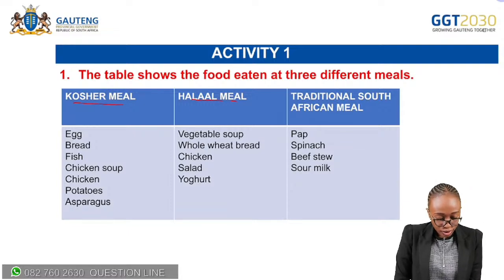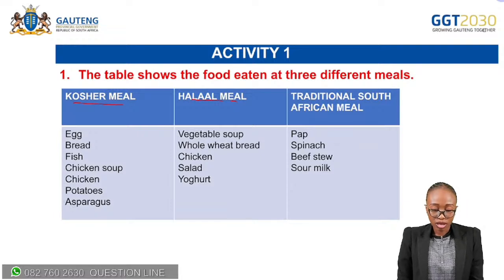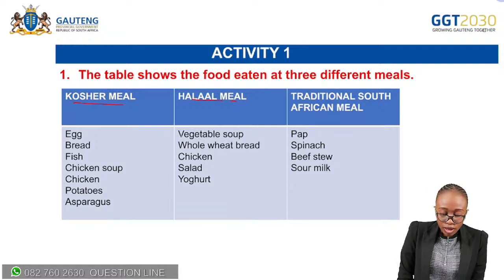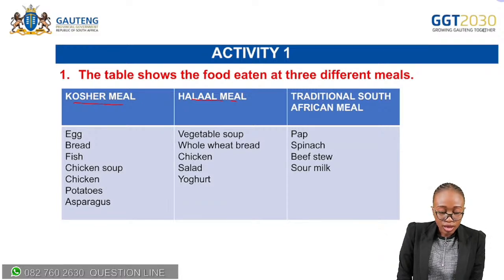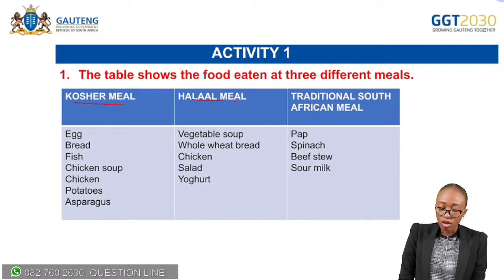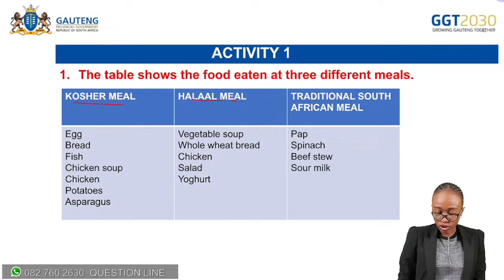There was egg, bread, fish, chicken soup, chicken, potatoes, asparagus. And then for the halal meal, we had vegetable soup, whole wheat bread, chicken, salad, and yogurt. And then for the traditional South African meal, we have pap, spinach, beef stew, and sour milk. So let's see what the question is saying.